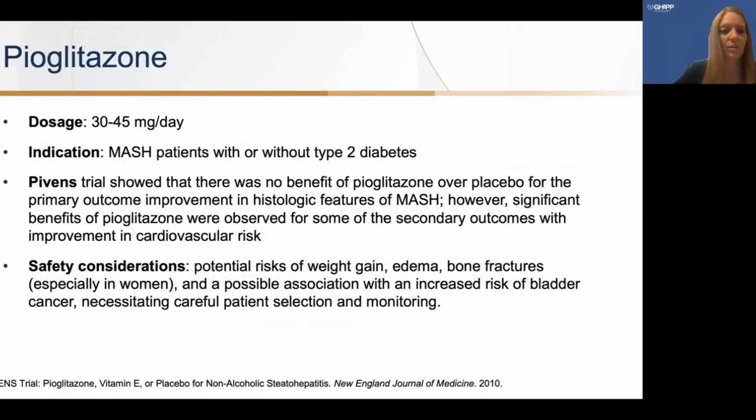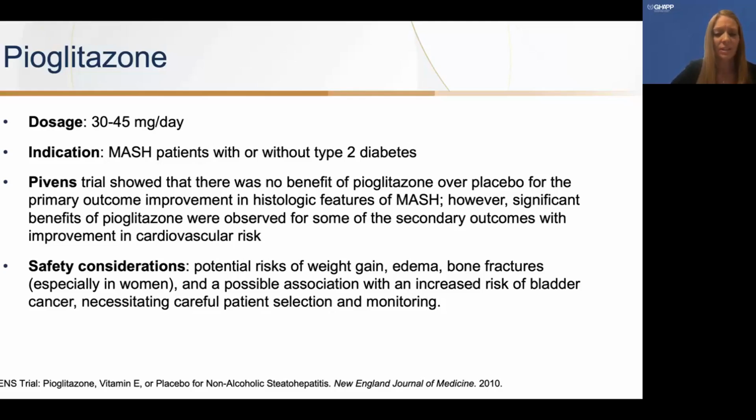Next, we'll discuss Pioglitazone. This is dosed at 30 to 45 milligrams daily for MASH patients with or without type 2 diabetes. It was also studied in the PIVENS trial, and it showed no benefit over placebo for the primary outcome in improving histological features of MASH. However, there were some benefits observed for the secondary outcomes in the improvement of cardiovascular disease risk.